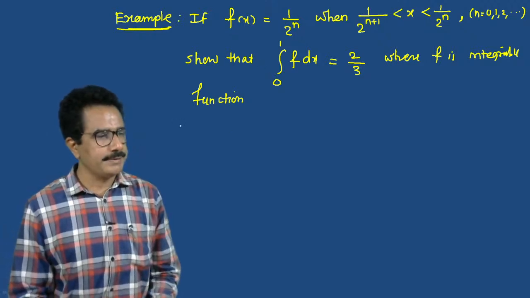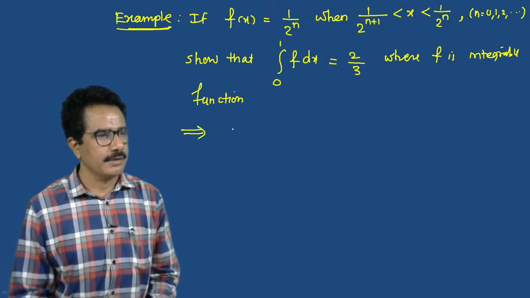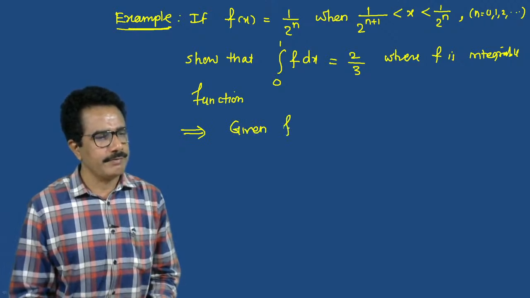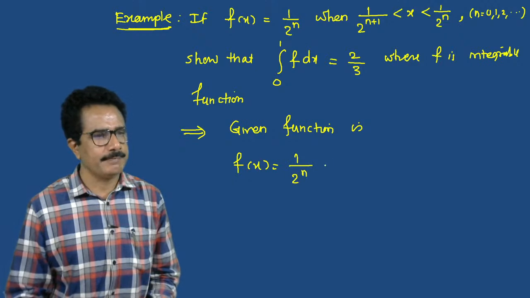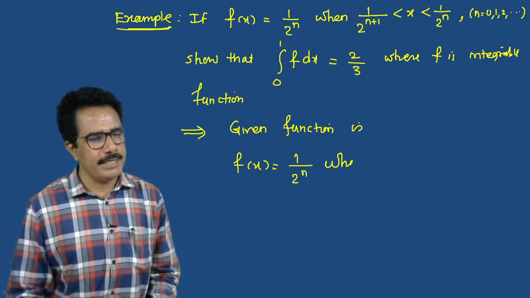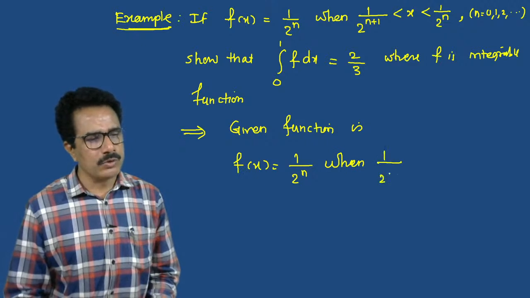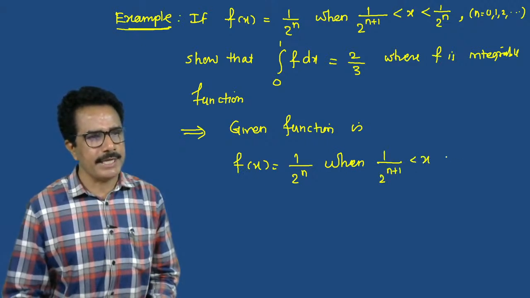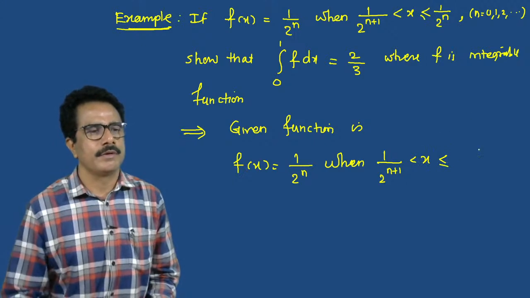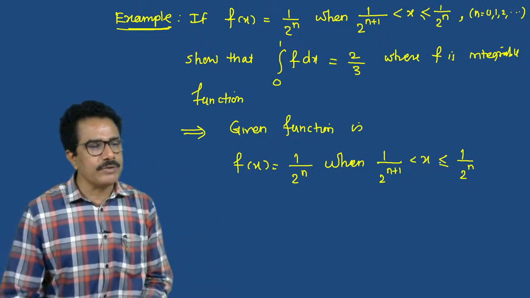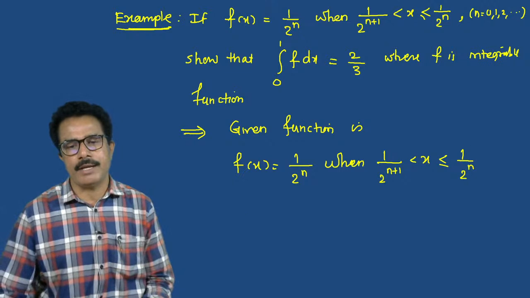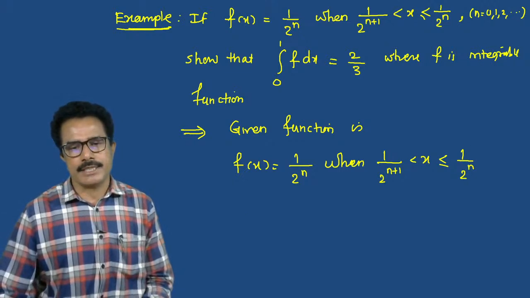Here we know that, let's proceed with the proof. The given function is f of x equal to 1 upon 2 raised to n, when 1 upon 2 raised to n plus 1 is less than x is less than or equal to 1 upon 2 raised to n. We have already found the values of this function in yesterday's lecture. Tell me how the values of this function come.